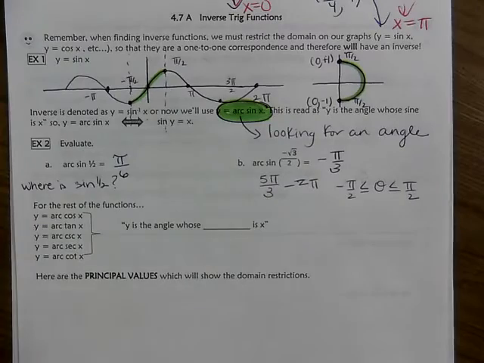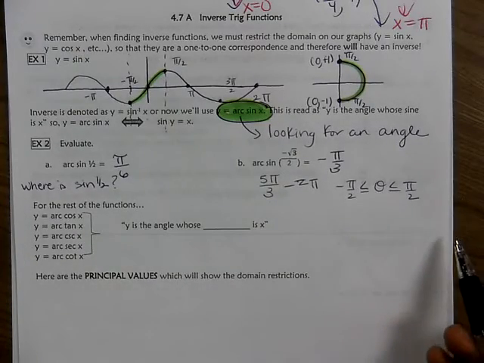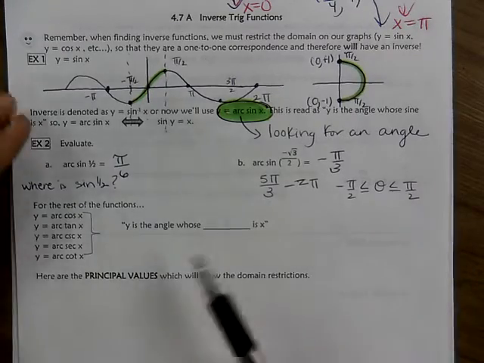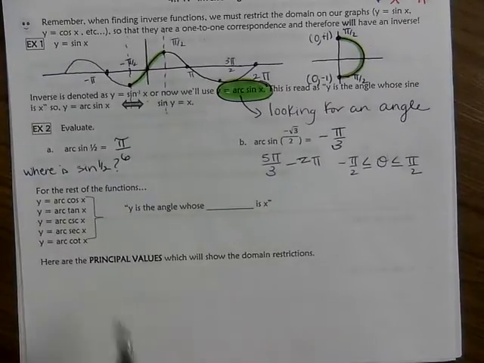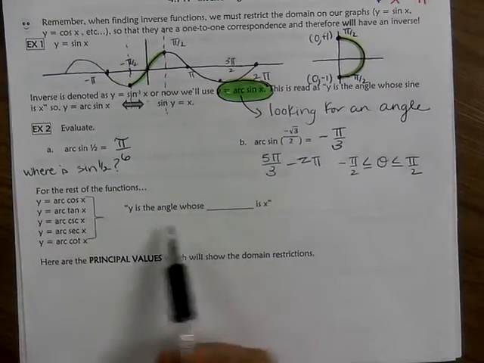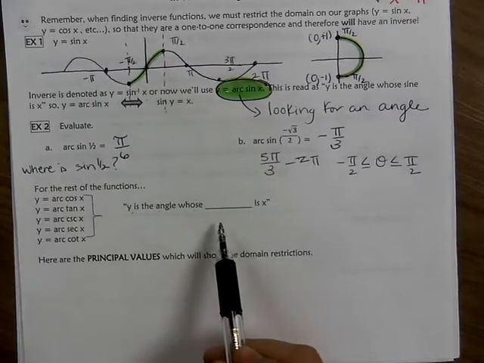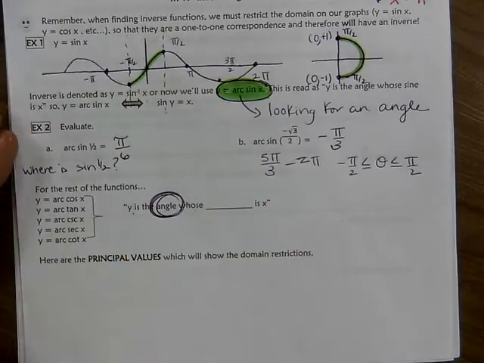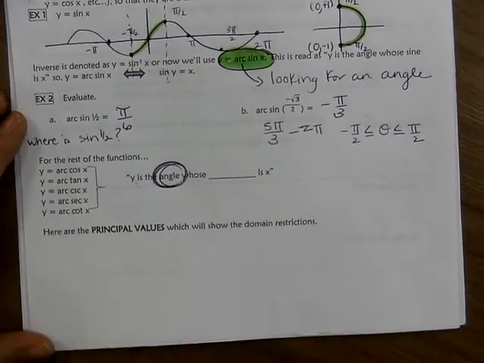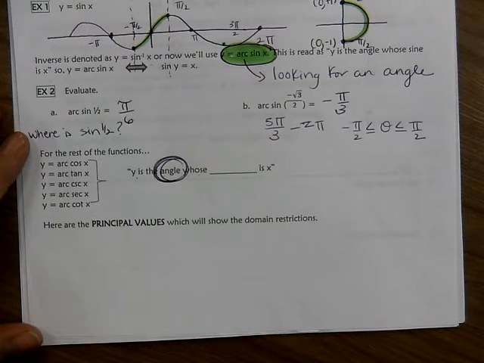Okay, so not only does it have to be in quadrant 4, but it also has to be between negative pi over 2 and pi over 2. So looking at the rest of these, anytime you see an arc cosine, arc tangent, arc anything, it is y is the angle whose, fill in the blank, tangent, cotangent, is x. So the key here is you're looking for an angle. Any questions so far?